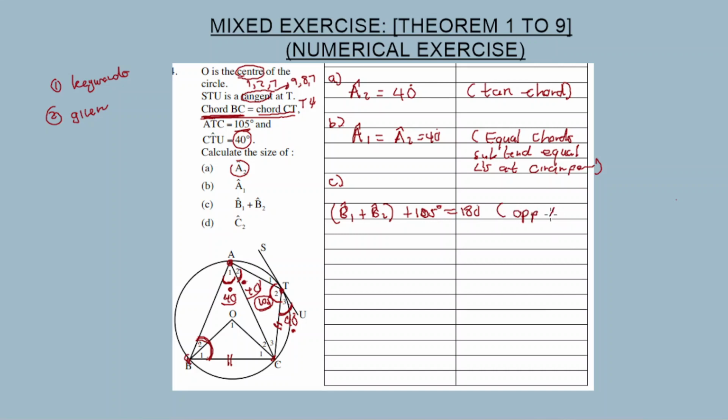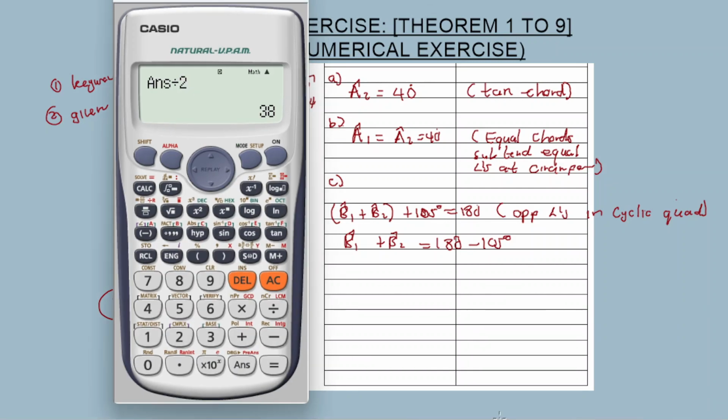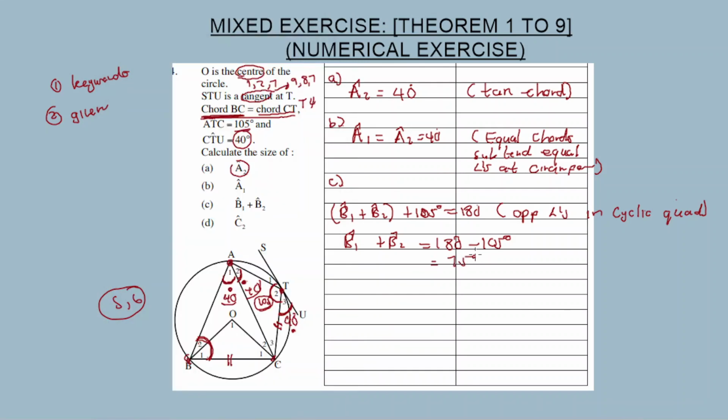Opposite angles in cyclic quad are supplementary in a cyclic quad. Therefore B1 plus B2, they are both equal to 180 minus 105 degrees. So lana kuno theorem 5 as well as theorem 6 because of this cyclic quad, right? So nazo 180 minus 105 is equal to 75 degrees. So lana is 75 degrees.